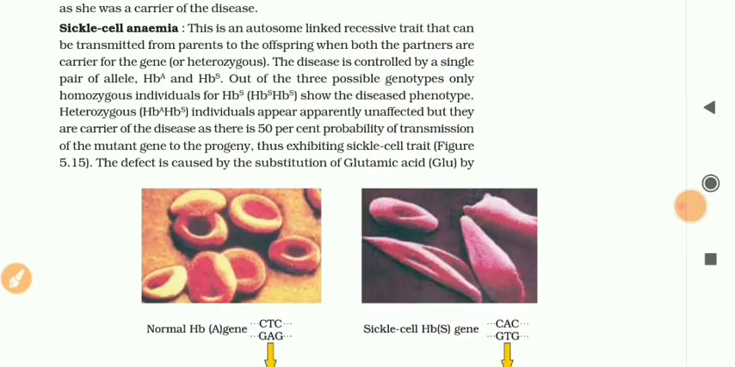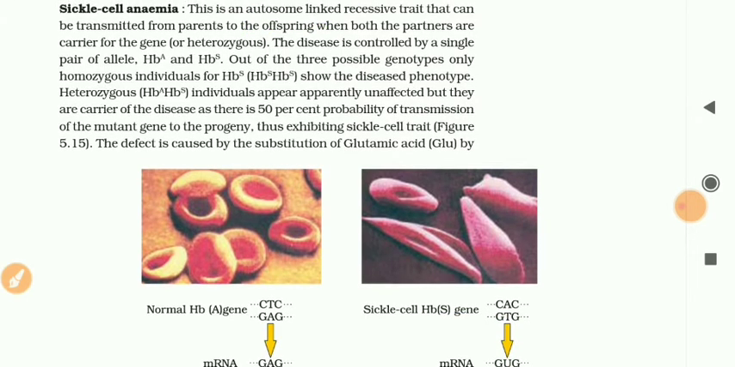Next thing is sickle cell anemia. This is an autosome linked recessive trait that can be transmitted from parents to offspring when both the parents are carriers for the gene, or heterozygous. The first one, hemophilia, was a sex-linked recessive disease, but this is not sex-linked. It is an autosomal disease, and it is only transmitted from parents to offspring when both partners are carriers for the gene, meaning heterozygous.